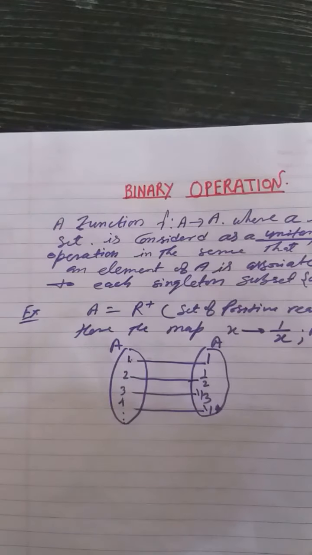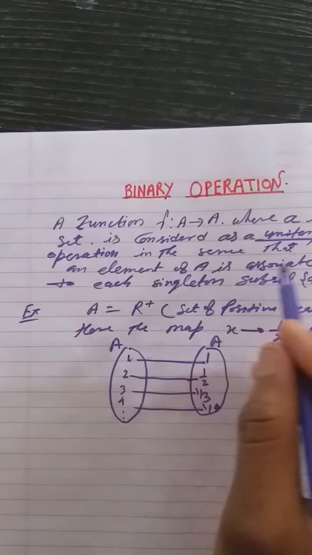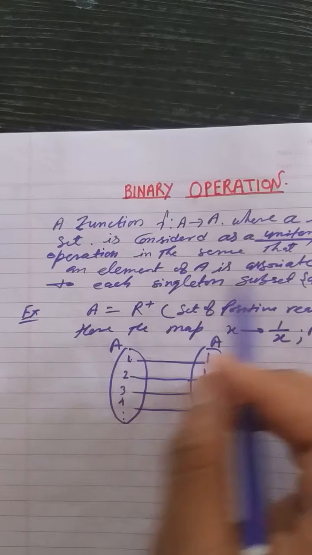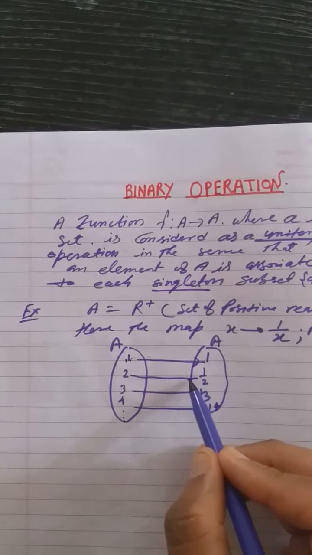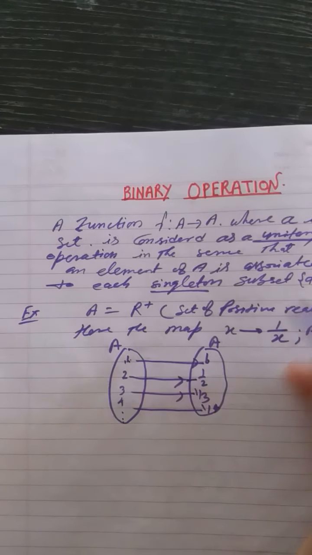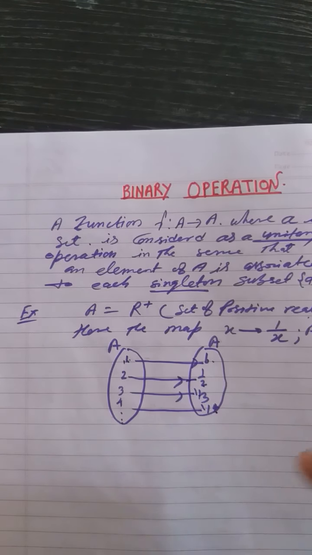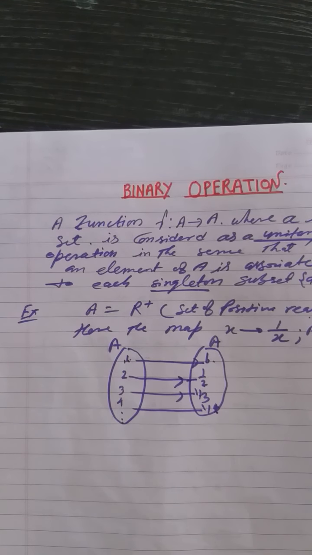What I have told you is that when A is considered as a unitary operation, in the sense that an element of A is associated to each singleton subset. One singleton subset may be {1}, {1 by 2}, {1 by 3}, {1 by 4}. So such type of operation is called unitary operation. Right? Now let us understand binary operation.